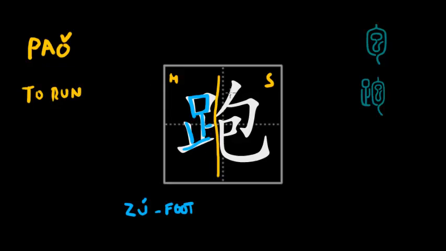And then this right element over here is pronounced bāo. Bāo. And it means to wrap. To wrap. And it is pointing to the pronunciation of the character as a whole. To wrap is pronounced bāo, and to run is pronounced pǎo. So basically, this whole thing on the right side is giving the whole character its sound.